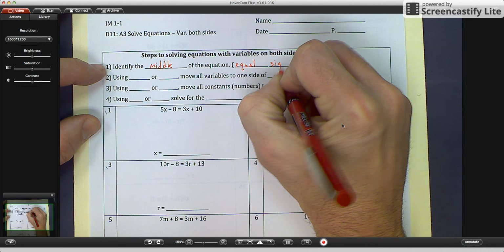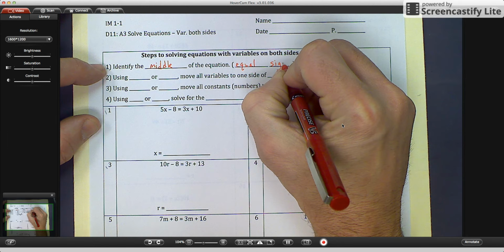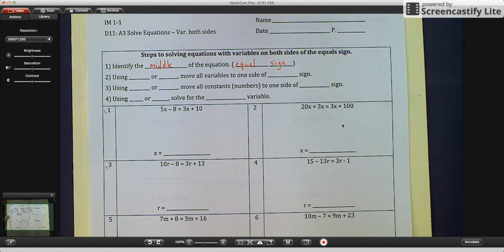All right, so today we're going to learn how to solve equations with variables on both sides of the equal sign. And there are a few steps that we're going to follow, and if you follow these steps, you'll get them all right as long as you do the math. So it says identify the middle of the equation. The middle of the equation is always the equal sign. It doesn't matter how many terms are on the left, how many terms are on the right. It's always the equal sign.